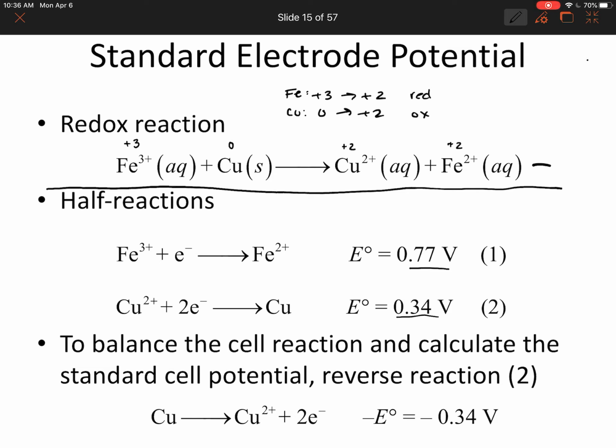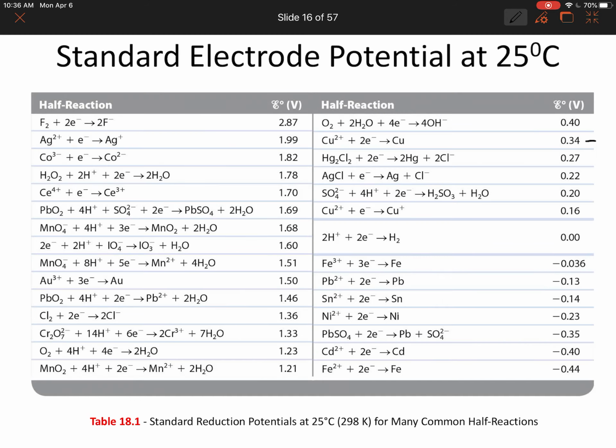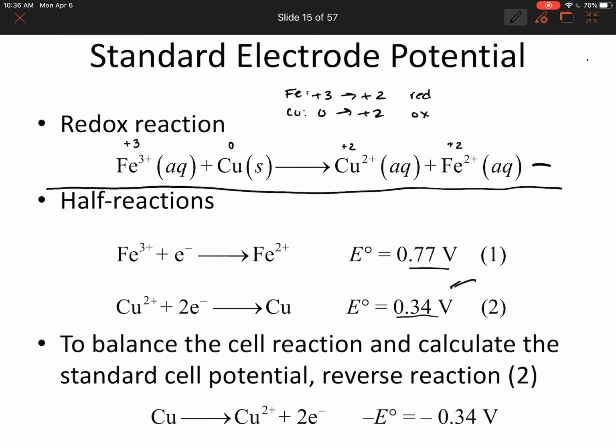So what we have to do is figure out which one's being oxidized and which one's being reduced. Well, we already figured that out. Iron is being reduced, so you don't touch anything on that reaction. But copper is being oxidized. So what we actually have to do with copper is flip this reaction. Because this is being oxidized, this needs to flip. So I'm actually going to flip that and write it up here. I know it's written down here for you already, how to balance a cell reaction and calculate the standard cell potential: you reverse the reaction. So then that would give us this. Copper makes copper 2+ and 2 electrons.